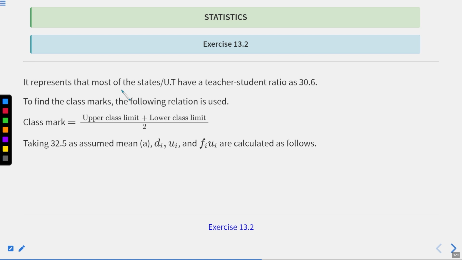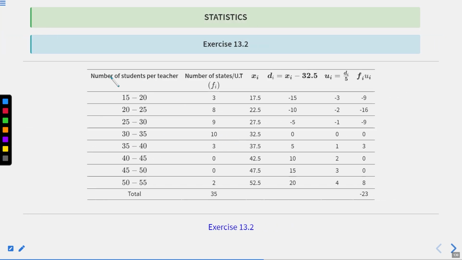So now to find the mean, we first find the class mark. The following relation is used: class mark is upper class limit plus lower class limit divided by 2. Taking 32.5 as the assumed mean, di, ui and fiui are calculated as follows. So here in this table we calculated di, ui and fiui. For this class, di is minus 15, ui is minus 3, and fiui is minus 9.